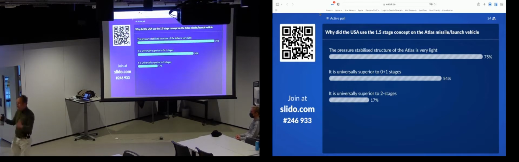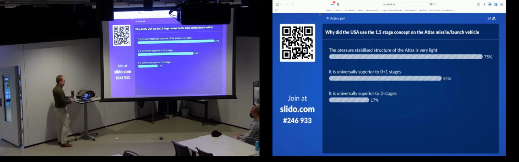We've got all that structure of fuel tanks and the like. Remember, they're fed out of the same tanks. So why would you do a 1.5 stage design? In fact, it seems on paper a really stupid idea.